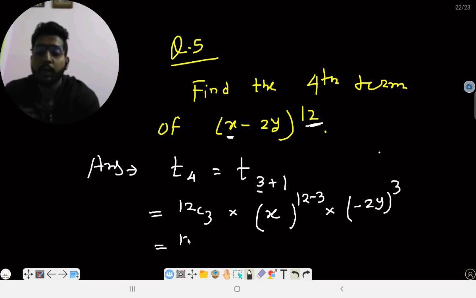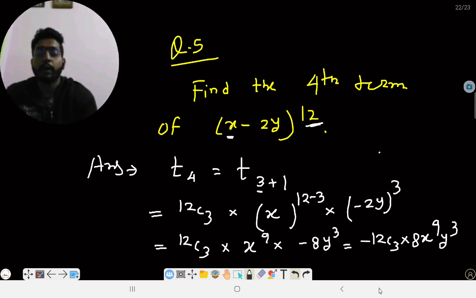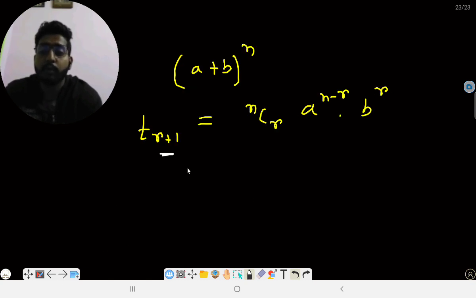So we can see it is 12C3 into x to the power 9 into minus 2 cube, that means minus 8y cube. So it can be written as minus 12C3 into 8 x to the power 9 y cube. You can calculate 12C3 using the nCr formula, or use a calculator. This is the way to find any term: 4th, 5th, 6th, 10th, any term. Suppose I need to find the 10th term, you have to write T9 plus 1 and then use the formula, and we'll get the answer.